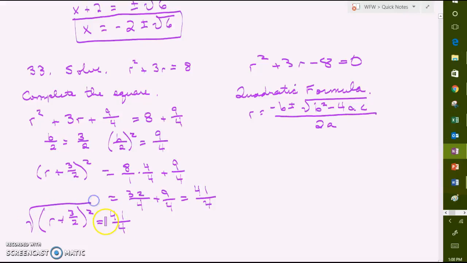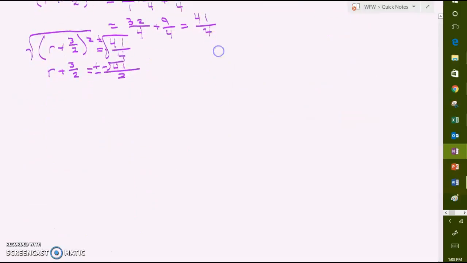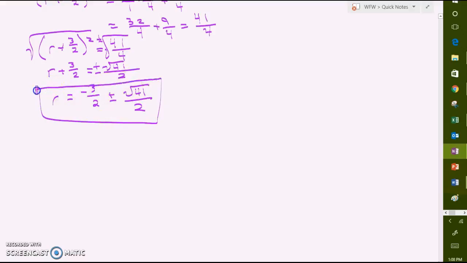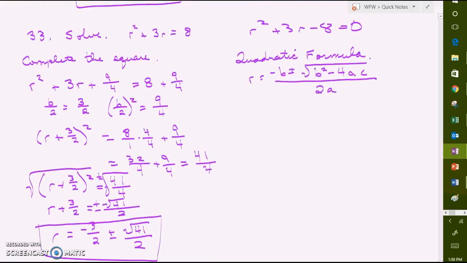We take the square root of both sides, plus or minus the square root of 41 over 4, and we get r plus 3 halves equals the square root of 41 over 2, and of course there's a plus or minus there. So we subtract 3 halves from both sides. We get r equals negative 3 halves plus or minus the square root of 41 over 2. Okay. So that's the complete the square.